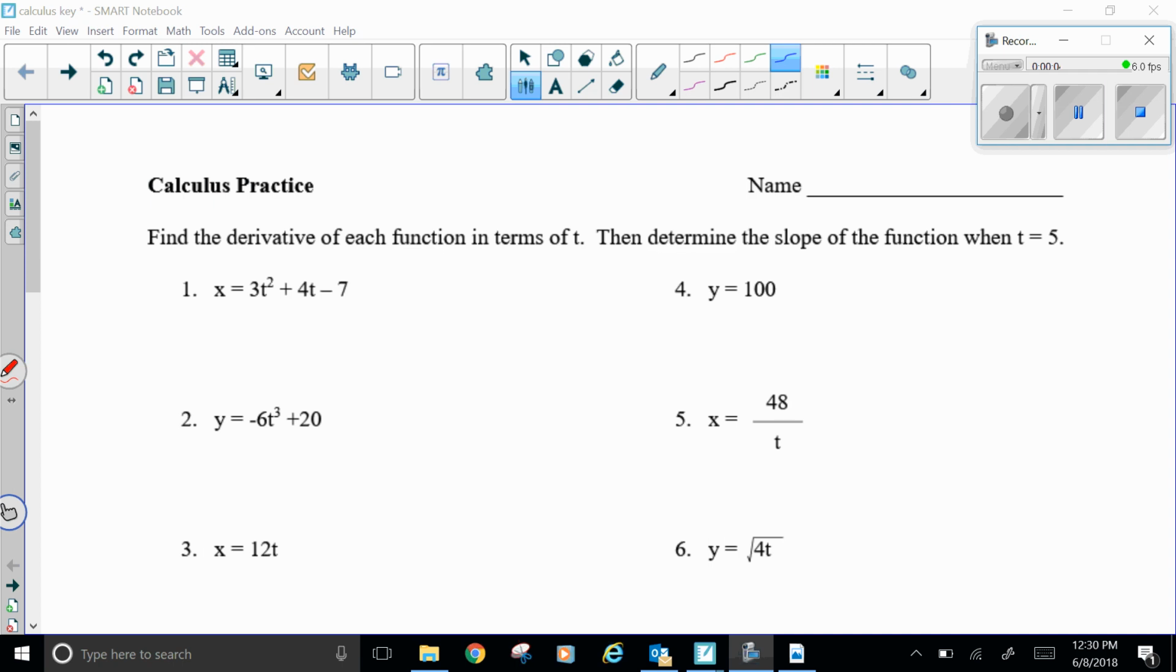All right, for our summer calculus practice, you're asked to find the derivative of each of our functions in terms of t. So t is the variable that we're going to be looking at. When it comes to determining the slope of the function when time equals 5 seconds, that's exactly what a derivative is. What you're finding when you do a derivative is you're finding either a number or a function that will define what the slope is.